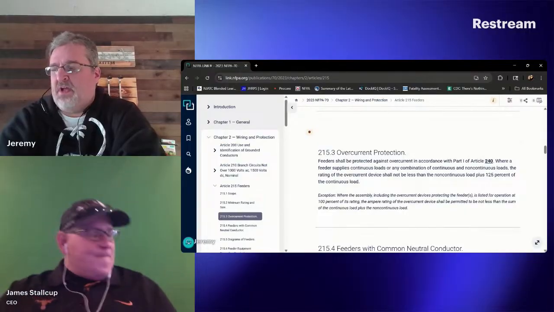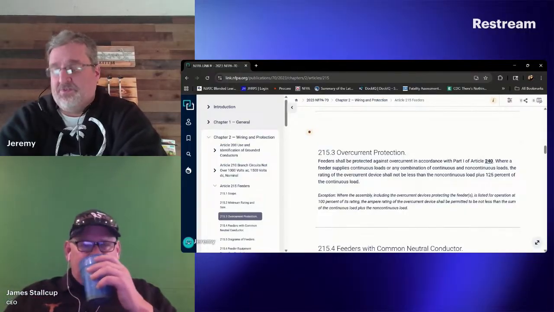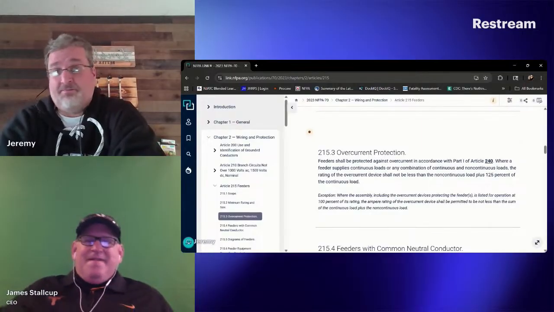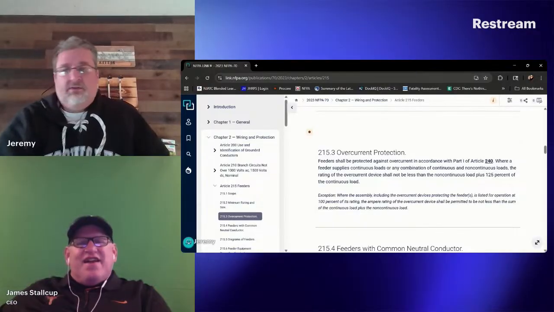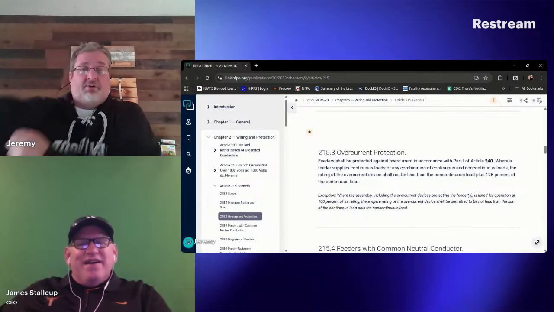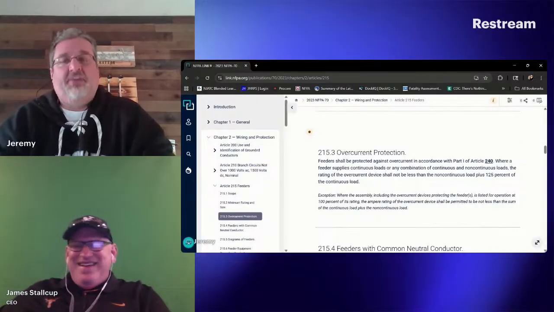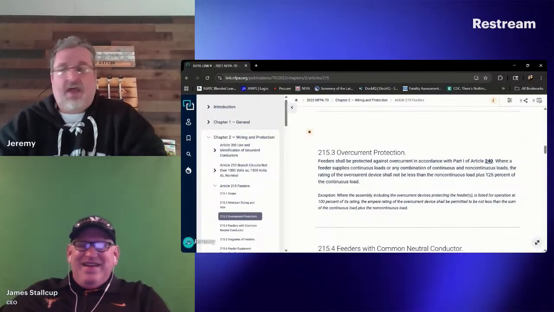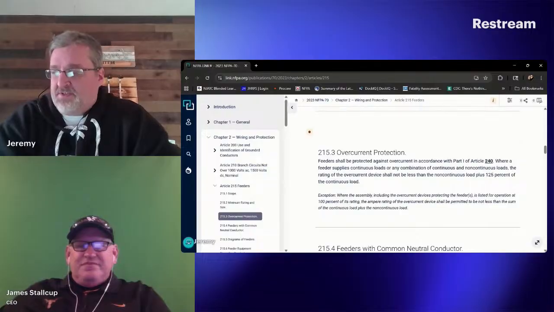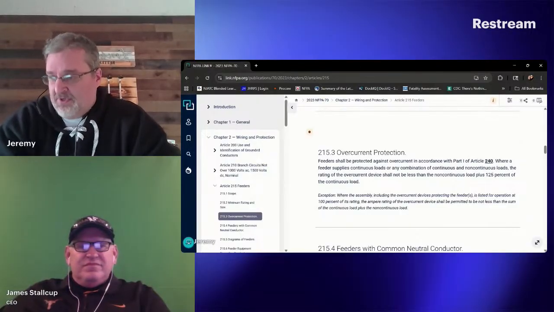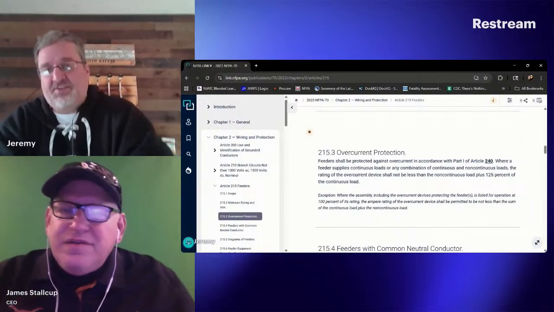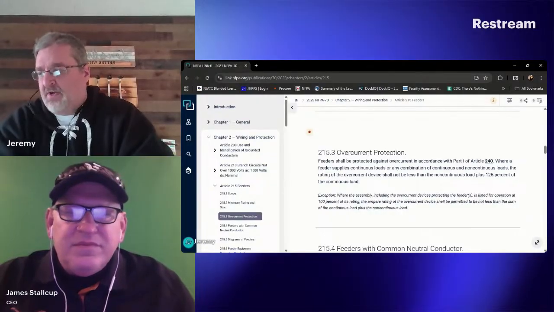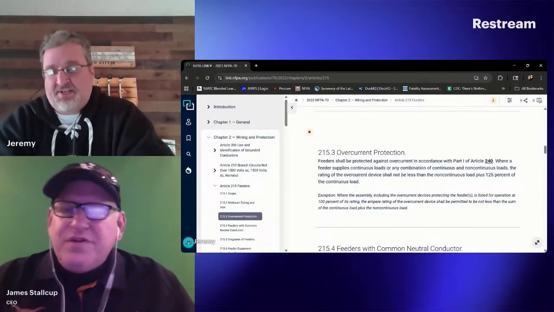It says the feeder shall be protected against overcurrent in accordance with Part 1 of Article 240. It doesn't say you go to 240.4(C) or (B) or whatever. It just says go to Part 1, and what is that in? It's in Part 1. Correct. I would agree with that, but it doesn't specifically tell you that's how you size your overcurrent device. This sentence, where the feeder supplies continuous loads or any combination of continuous and non-continuous loads, the rating of the overcurrent device shall not be less than the non-continuous plus 125% of the continuous. It literally says the overcurrent protective device cannot be smaller than that. It literally says that right there.